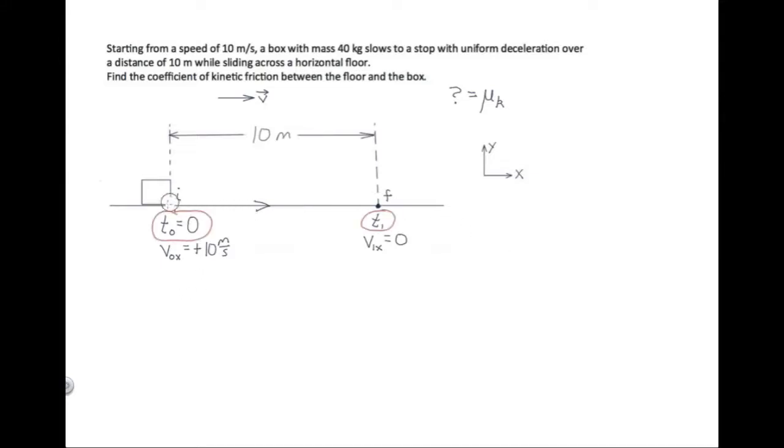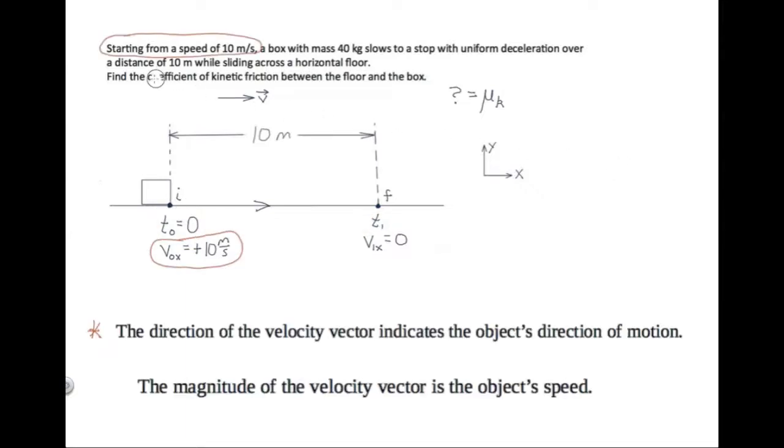Let's label this point in time as t sub 0 and this point in time as t sub 1. In introductory physics, it's customary for most problems to set t sub 0 equal to the number 0. The problem tells us that the box starts from a speed of 10 meters per second. We can use that to figure out v sub 0 x, the x component of the velocity of the box at time 0, and we can build that into the sketch.